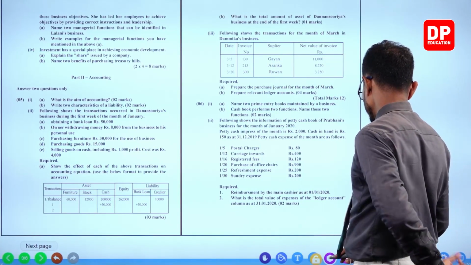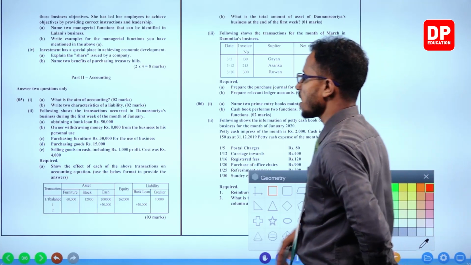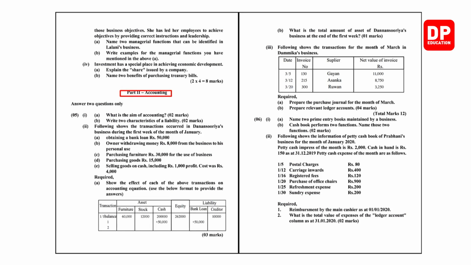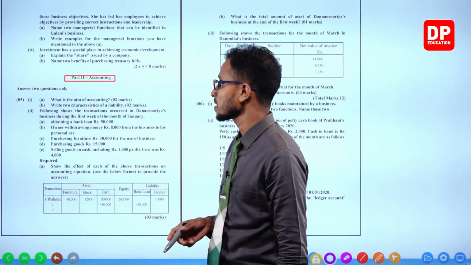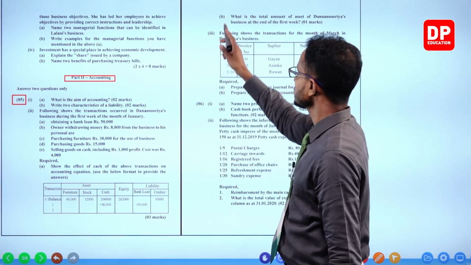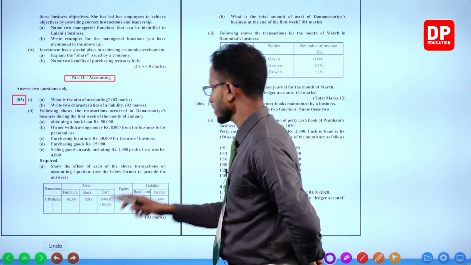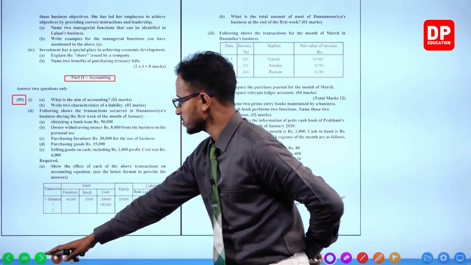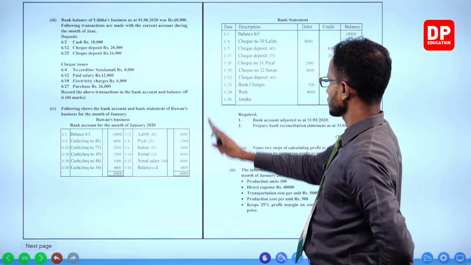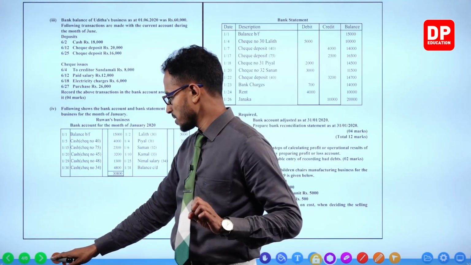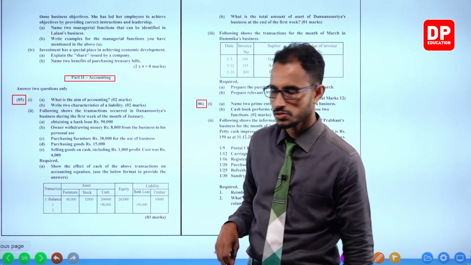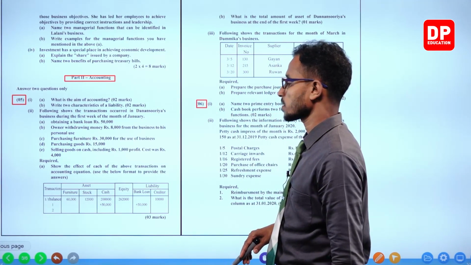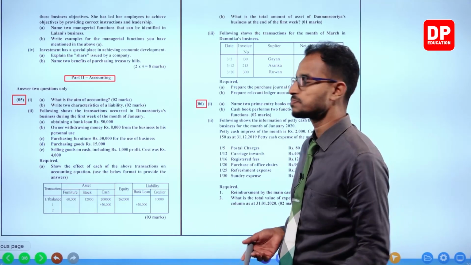Then we move on to the favorite part of all, that is the accounting part. Again, 3 questions will be given. You have to answer only 2. Question number 5, 6, and 7. Out of 3, you select only 2. It's your choice.